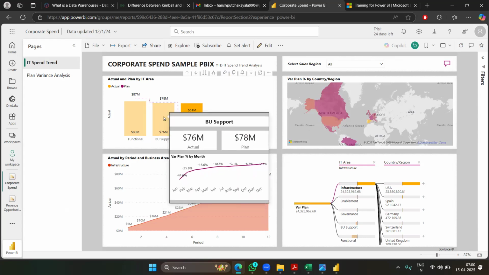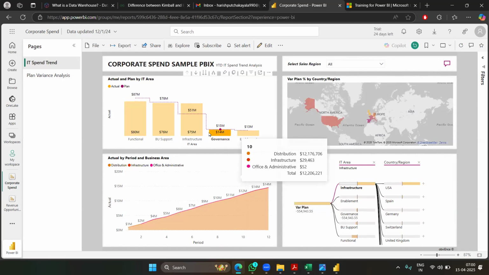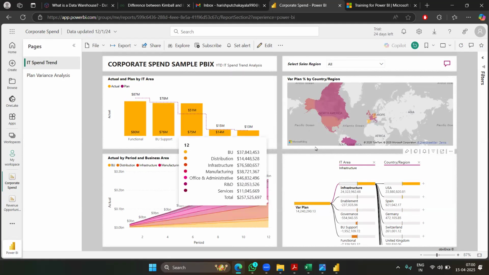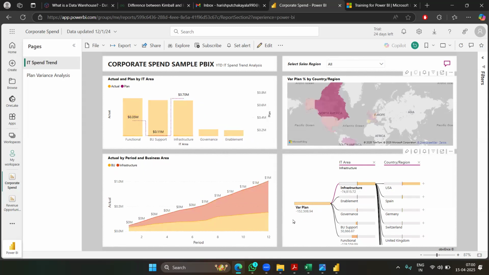And we can do some slicing and dicing with the Power BI dashboards. If you see here, suppose I want a functional area, you can see these are all interactive things. Suppose you are interested in North America, right? So this is about Power BI.